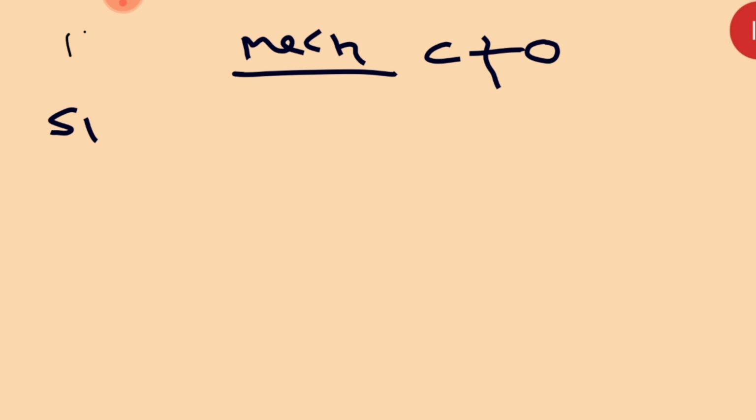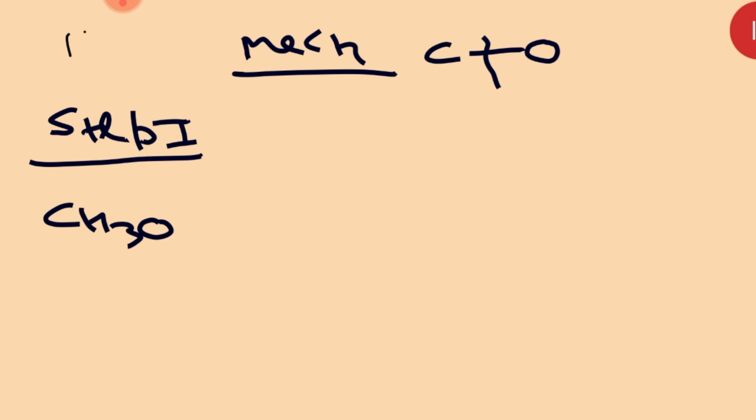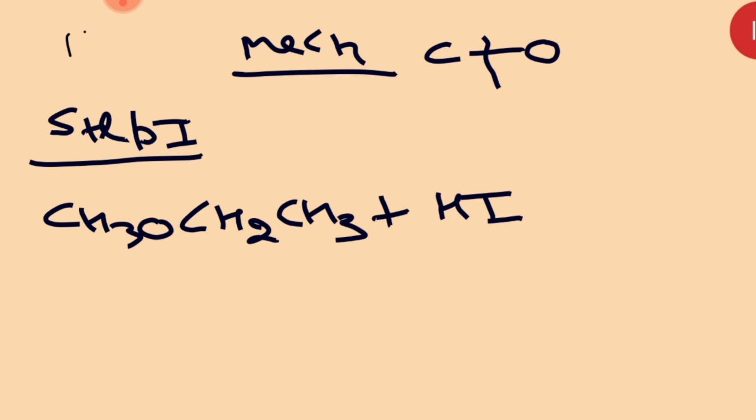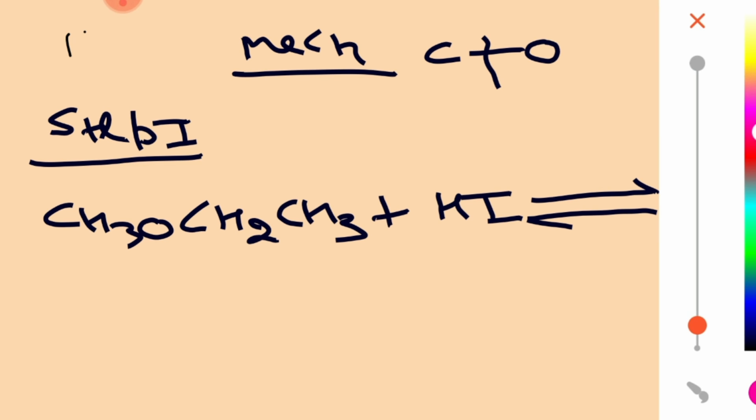So step number 1, please see it very carefully. Let it be, I am taking an unsymmetrical ether. Unsymmetrical ether means when around the oxygen there are not the same number of carbon atoms. Okay, then what is going to happen over there?